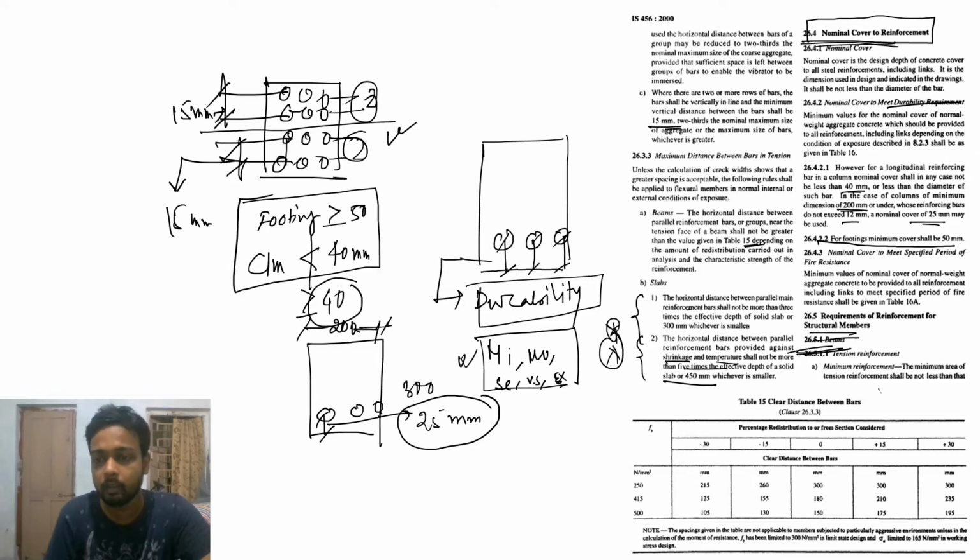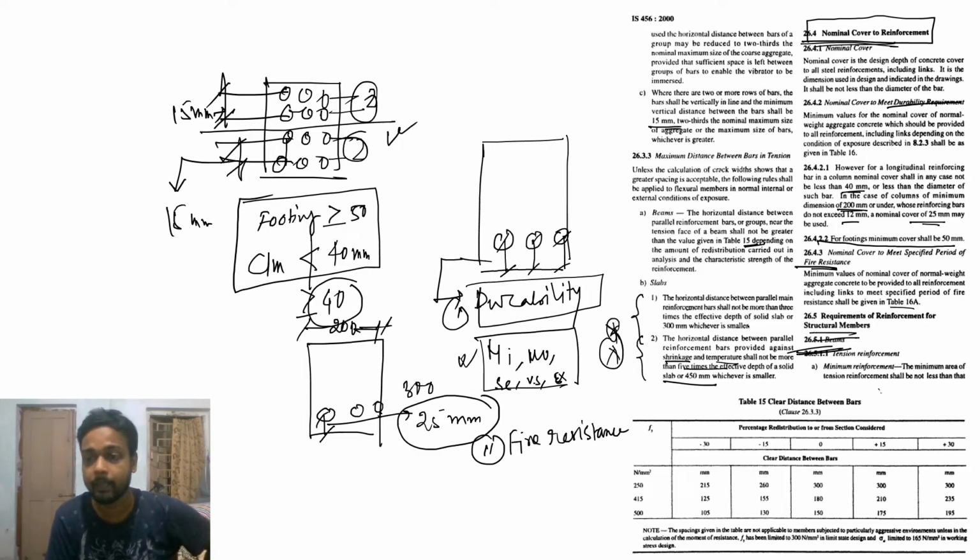Nominal cover to meet specified period of fire resistance. This is point number 2. So one is durability, second is fire resistance. Actually, this fire resistance comes under one kind of durability. Anyway, the minimum value of nominal cover of normal weight aggregate concrete to be provided to all reinforcement and link is specified in Table 16A. So we'll see what is given in 16A.